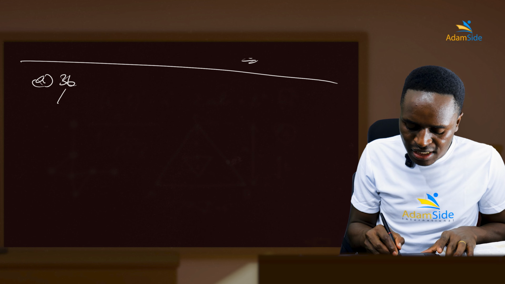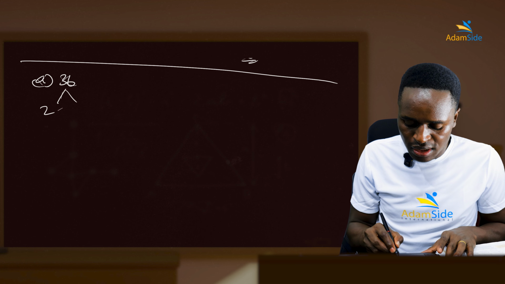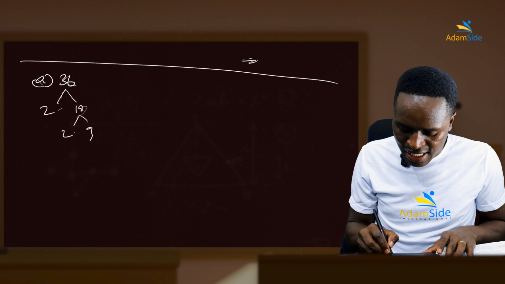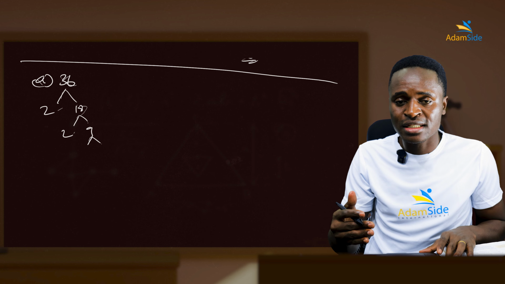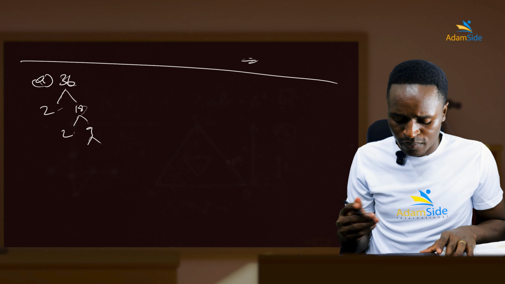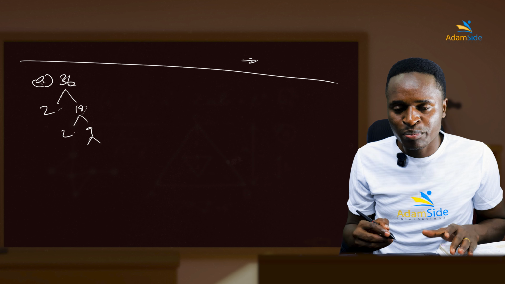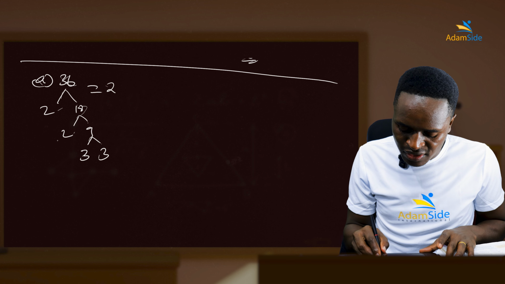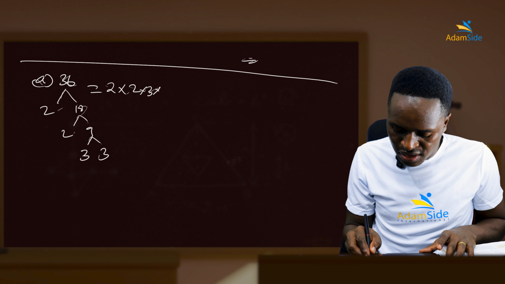So what you need to do is just draw a tree diagram. 36 divided by 2, you get 18. Then divide by 2, 9. You start with the least prime number, which is 2, and you know prime numbers. Then 3, 3. Therefore, you say 36 is written as 2 times 2 times 3 times 3.